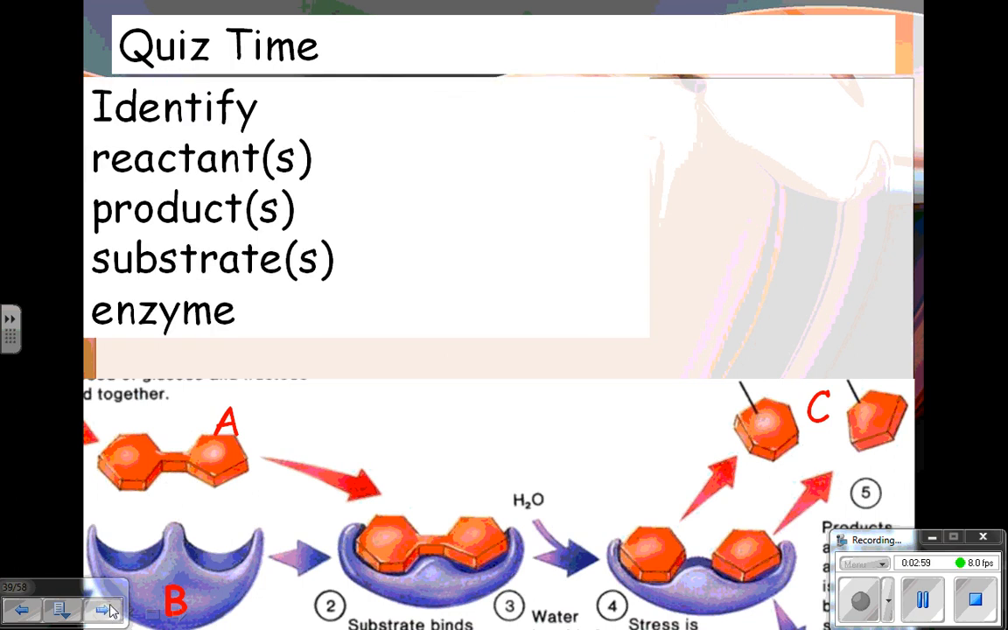Identify reactants, products, substrates, and enzyme. Okay, so this thing right here is what you start with, and look how it gets broken down. So this is what you start with, it's the reactant. And because it's going to join with an enzyme, it's also called the substrate. If there were no enzyme, you wouldn't be able to call it a substrate. This thing is the thing that makes the substrate break down, so that's the enzyme. And these things that you produce at the end, those are called the products. So let's see. And that is the end of quiz time for right now.